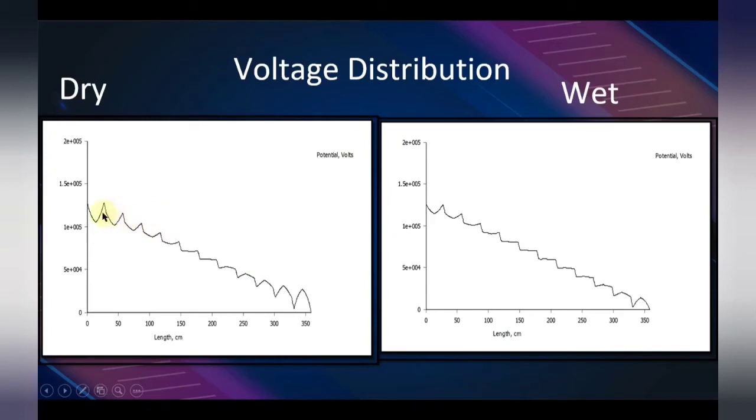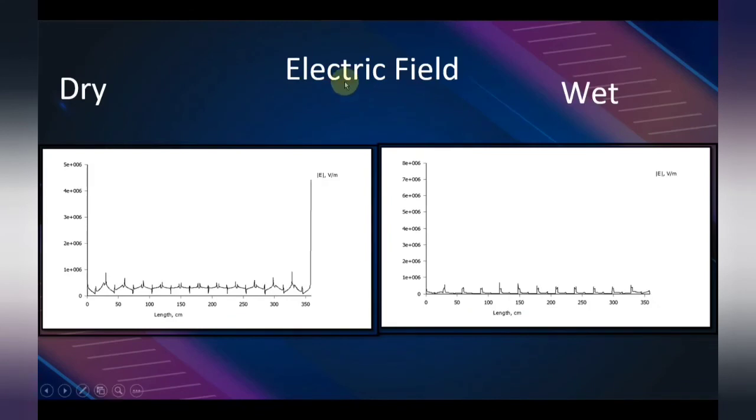So we can see this is the dry. It looks almost the same, but for the dry there's a really nice spike here, but for the wet not really a high spike here, and for the rest of the graph it looks almost the same. So next we go to the electric field. This is the electric field for the dry, and this is for the wet. We can see there's a huge difference between the dry and wet.